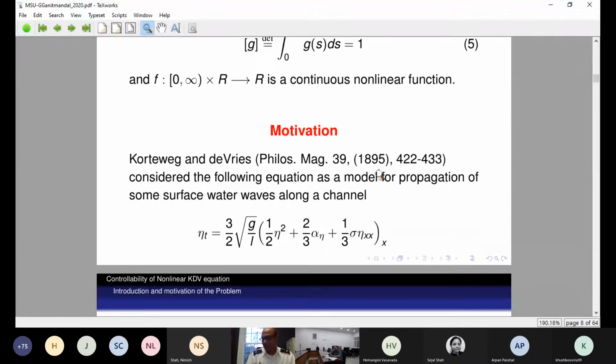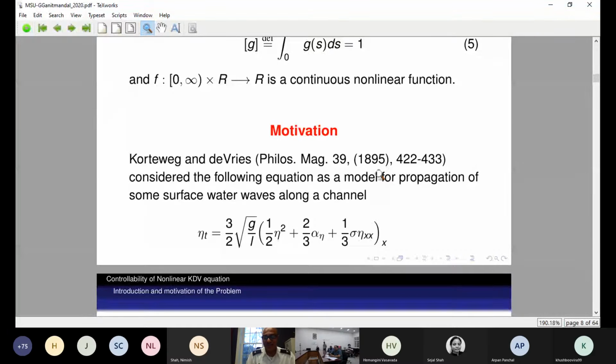The motivation: Korteweg and de Vries. This is called the KdV equation. In the 18th century, the aeroplane was not yet invented, so people traveled by steamer. Korteweg was traveling on the deck of a steamer, looking at the water waves moving like this. An idea came to his mind: is it possible to make a mathematical formulation of these tides or water waves? He discussed the same thing with his friend de Vries.